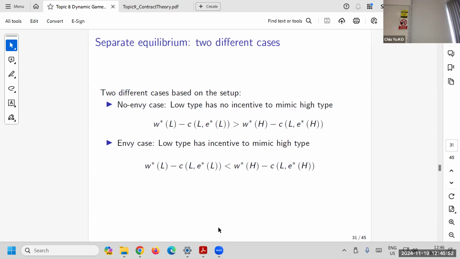The other case is the opposite, where the low type wants to pretend to be the high type. So these are the two different cases, and you will see the analysis is slightly different, but more or less very similar.